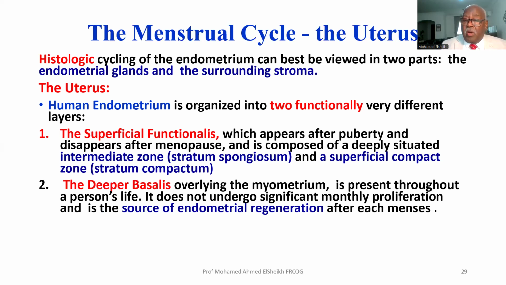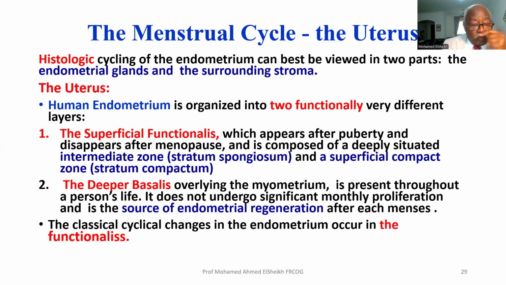This overlies the myometrium immediately. This is present throughout a person's life, all the time. But it does not undergo any significant monthly proliferation, and also it is the source of the endometrial regeneration after each menstrual cycle. Superficial functional layer, deeper basal layer. The classical cyclic changes in the endometrium occur in the functional layer, or the functionalis.